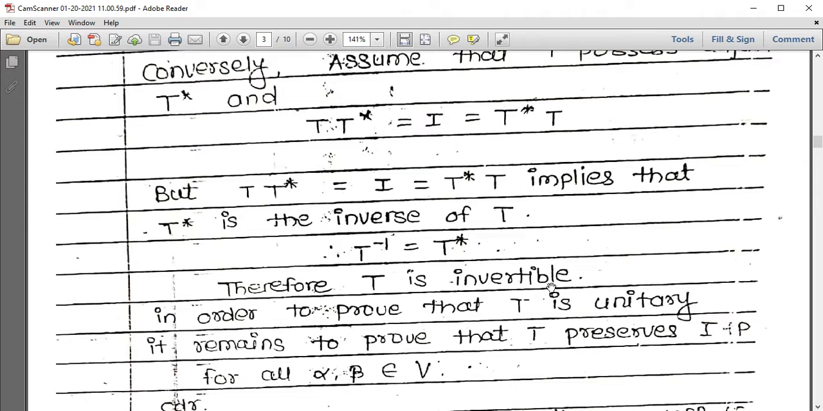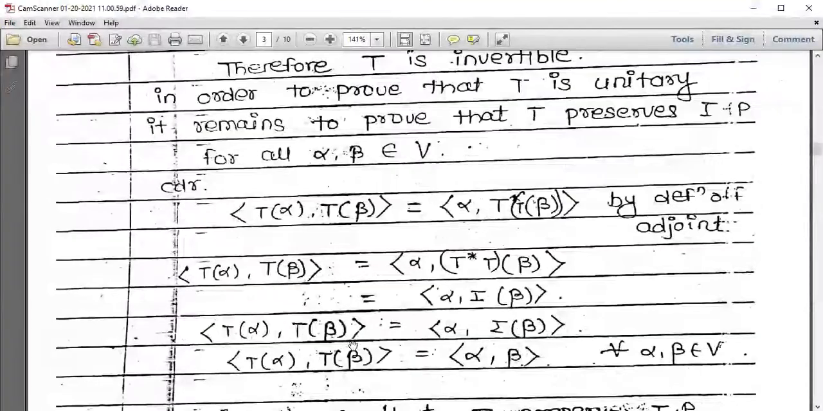Now we have to prove that T preserves the inner product. We have to prove that if T is invertible with T star into T equal to I, then T must be a unitary operator. In order to prove that T is unitary, it remains to prove that T preserves the inner product for all alpha, beta belongs to V.